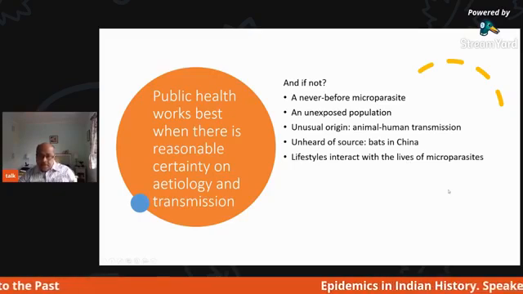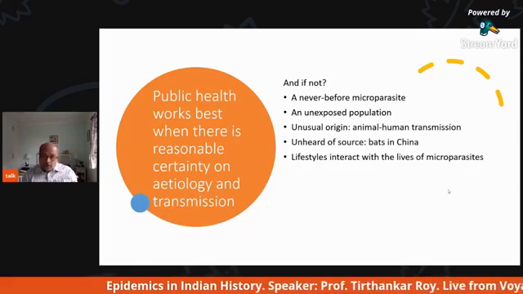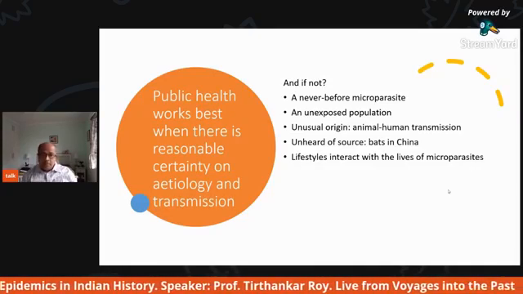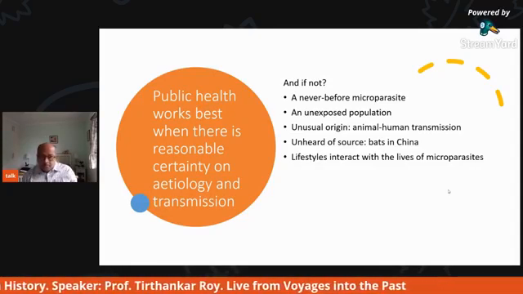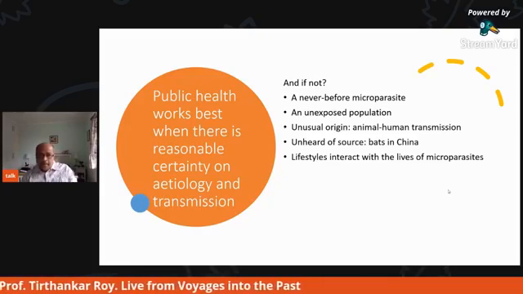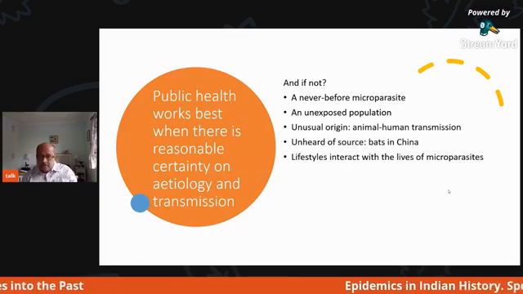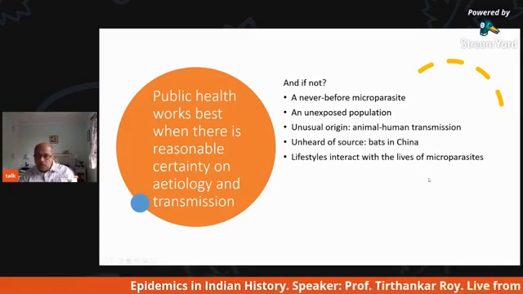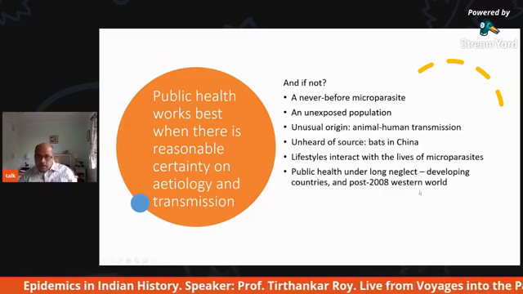When lifestyles interact with the lives of microparasites, and that lifestyles, of course, is a very broad basket, you have people moving around for jobs, people traveling around, people changing either eating habits or their sexual habits, and all sorts of things could kick in the work of microparasite.